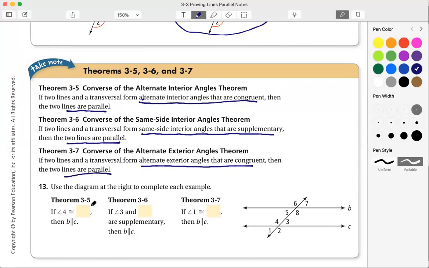Okay, so use the diagram on the right. If I know 4 and 8 are congruent, the lines must be parallel. If 3 and 8 are supplementary, they must be parallel. And if 1 and 7 are congruent, they must be parallel, using the appropriate theorems there.